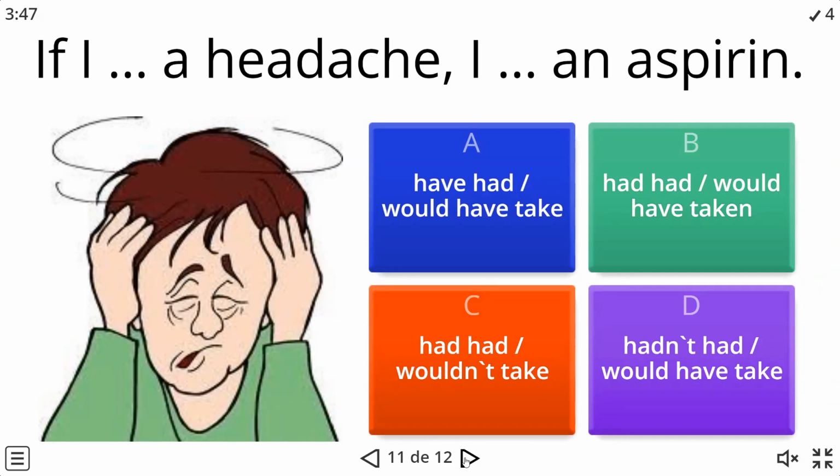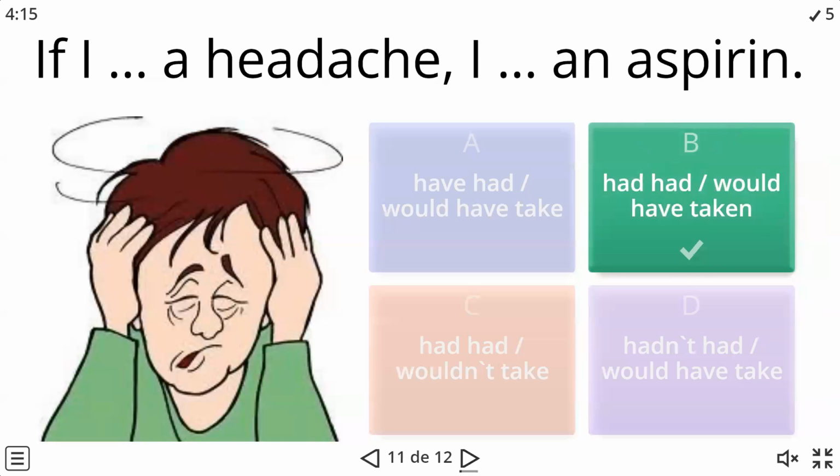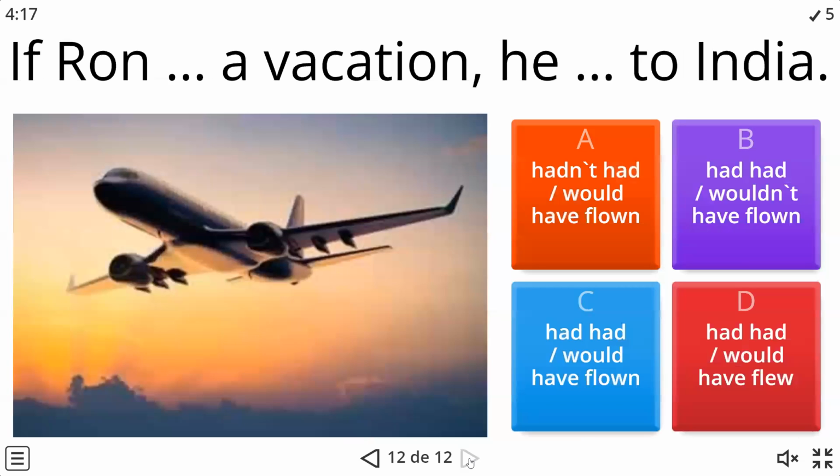Nelly: If I had had a headache, I would have taken an aspirin. Taken. Entonces es letter B. If I had had, right, because it's the same. If I had had a headache, I will have taken an aspirin. Okay, good. Let's see, Delia.